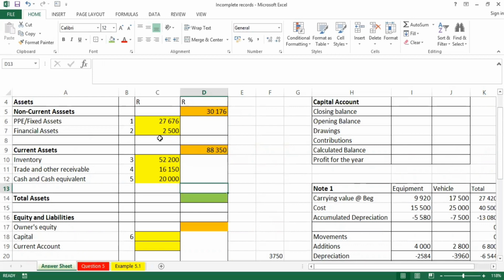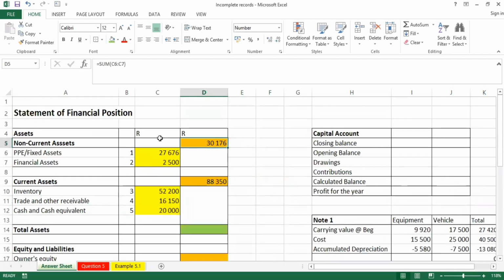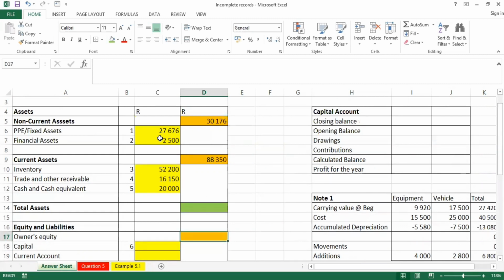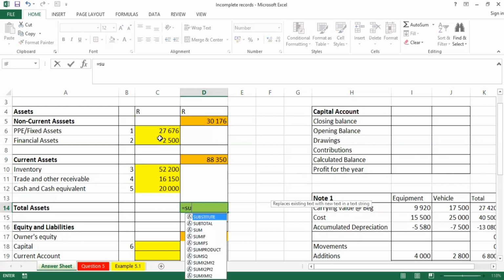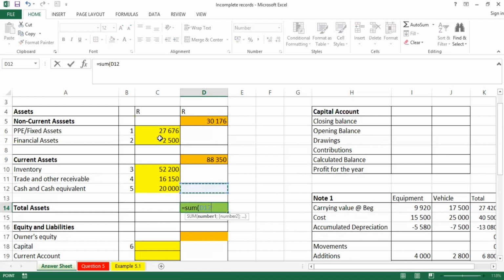Okay, so we finished with our asset section. Now we have to get our total assets. In order to get our total assets, we say equals, just add the two. And then we say enter. Just add the two amounts, and then we get our total assets.